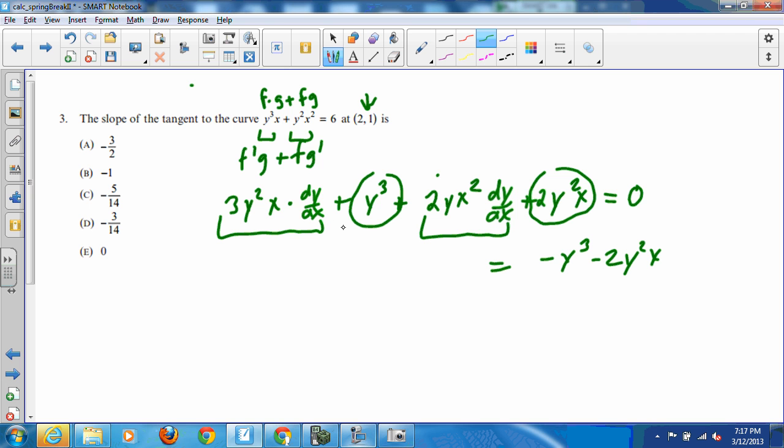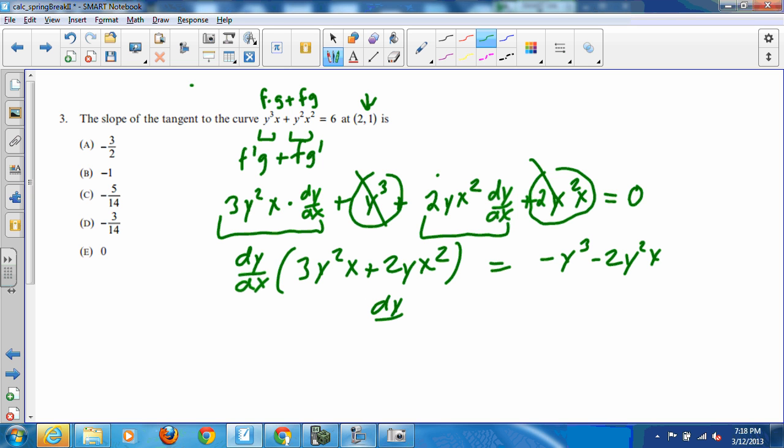And of course you don't have to show all these steps on a multiple choice, but just for explanation purposes. So what's left? This and this are gone, right? So let's factor out a dy/dx, and you get 3y squared x plus this 2y x squared, and then we're going to divide it by that. So dy/dx is equal to a negative y cubed minus 2y squared x, all over 3y squared x plus 2y x squared.